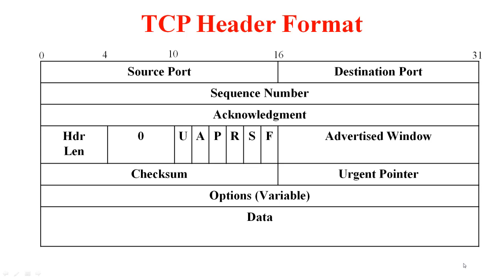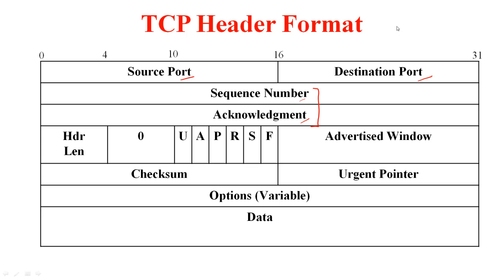So compared to the UDP header, what do you notice? Lot more fields, right? So the source port and the destination port are essential for multiplexing, demultiplexing. So TCP also supports them. As part of the sliding window protocol, you need sequence number and acknowledgement fields. So these fields account for that.